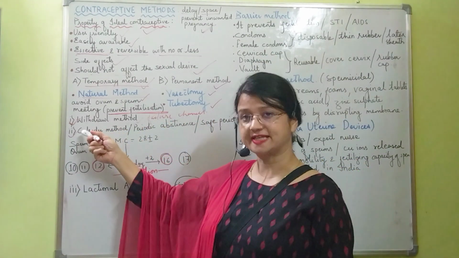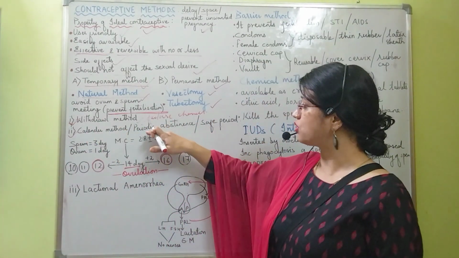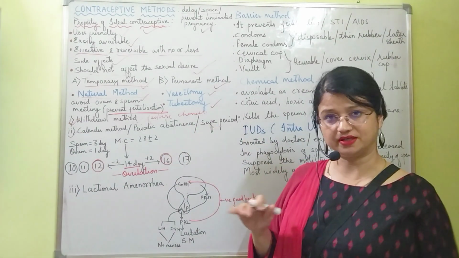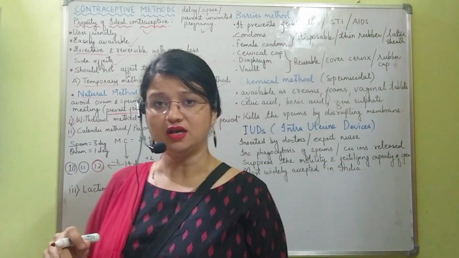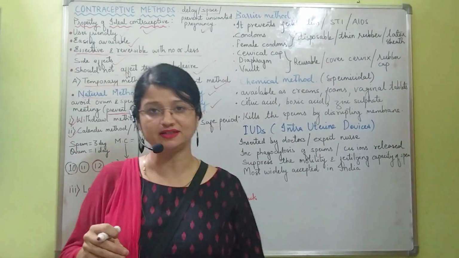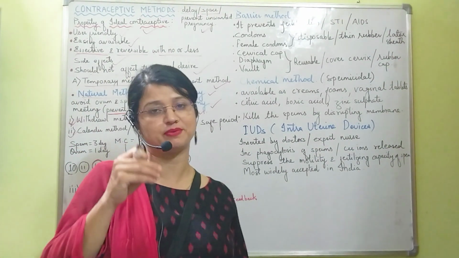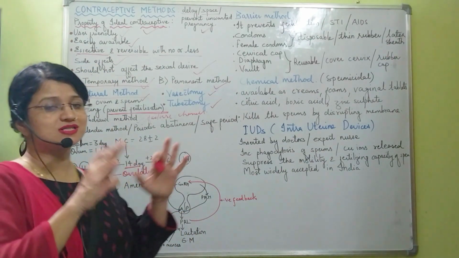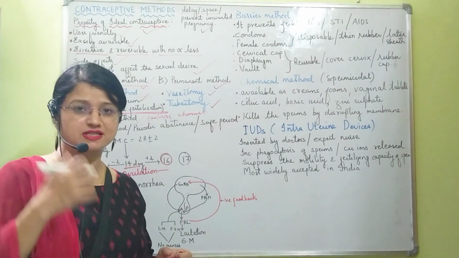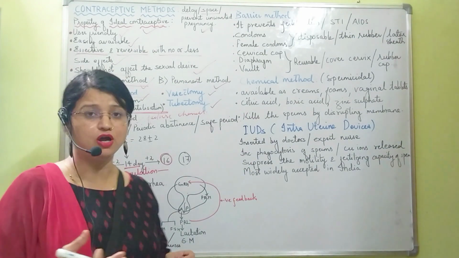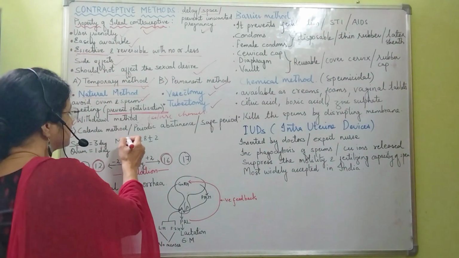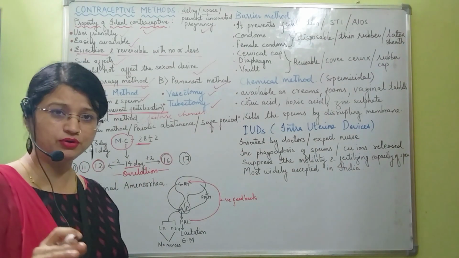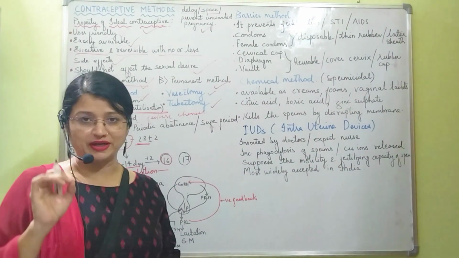The next method is the calendar method. It is also known as periodic abstinence or the safe period. We have to remember the actual concept behind the calendar method. For that you should know the menstrual cycle. Here in NCERT the menstrual cycle is given in detail. We will discuss it in another video. But here we can see that the menstrual cycle is of 28 days. Clear? We all know that it is of 28 days.